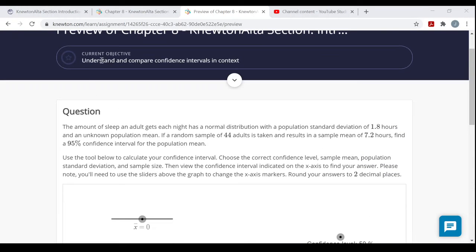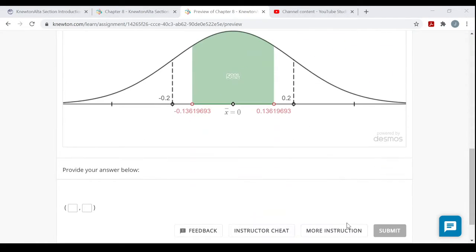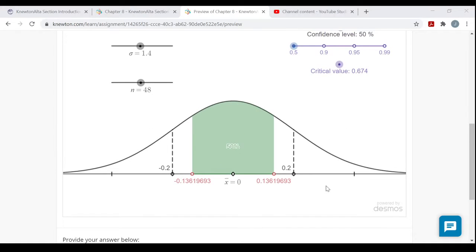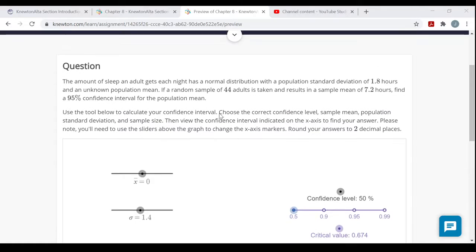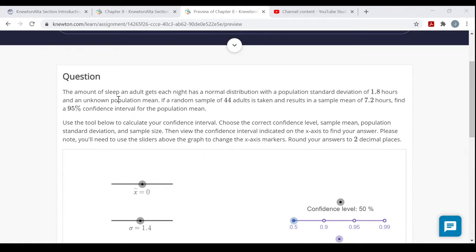So again, if you're unfamiliar with the material, the title of the concept, the objective, what it means, try clicking on more instruction and read what they have to offer, watch videos, take notes, look at their examples, and maybe that'll help you in working out problems like this. Now this is one of those interactive problems where I have to move some dots around. So let's read through this.